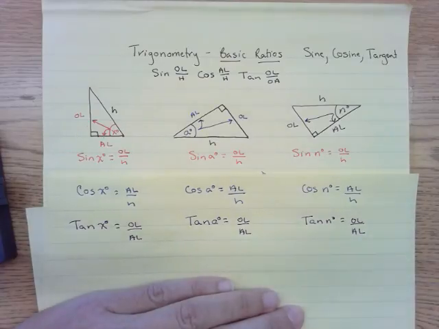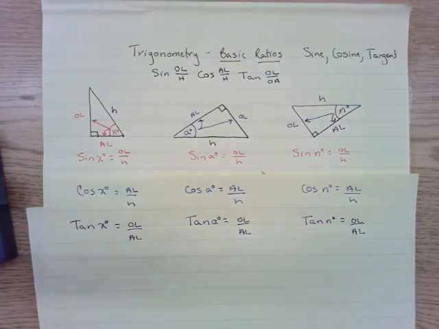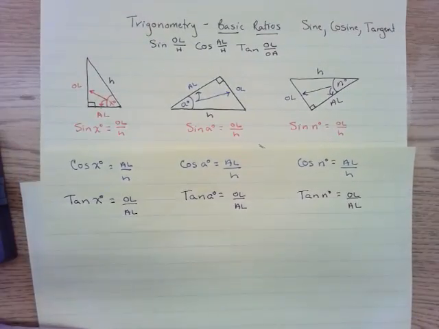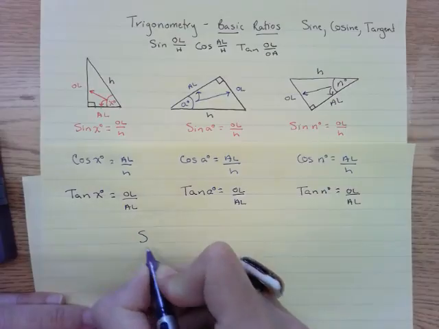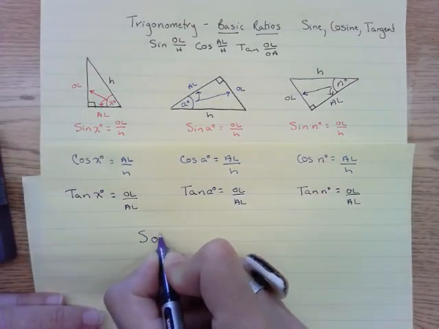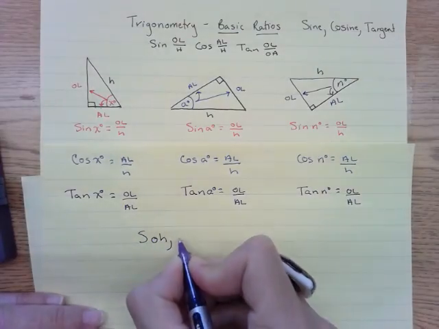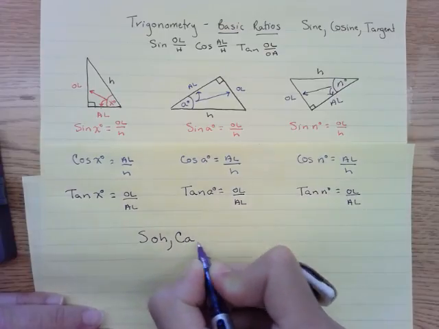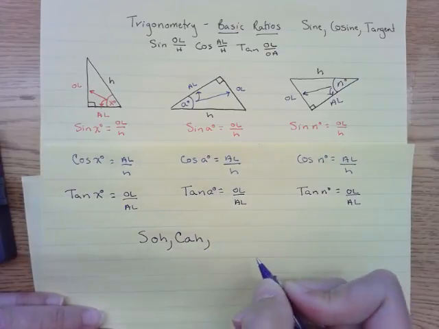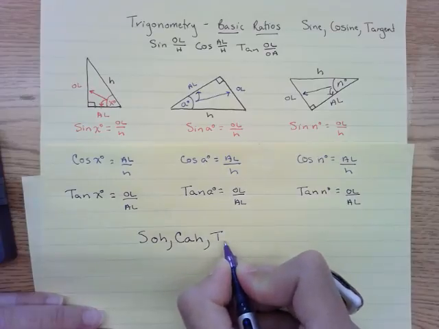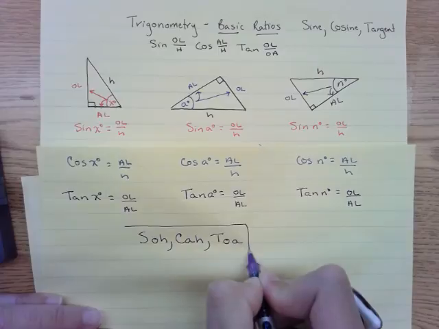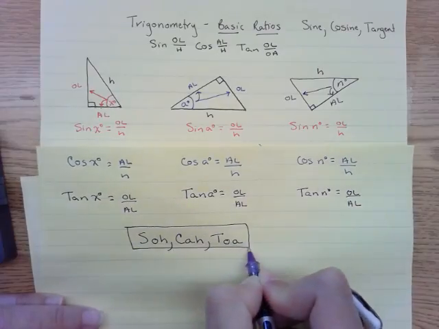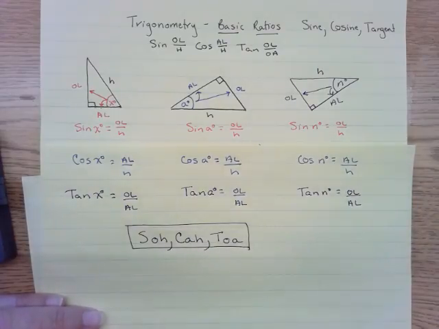And we have a nice mnemonic device to remind us of our trig ratios. Okay? So, sine is opposite over hypotenuse. Ca, adjacent over hypotenuse. Toa, opposite over adjacent. So here's your nice mnemonic device to help you remember these three basic trig ratios. In the next video, we're going to do some problems.